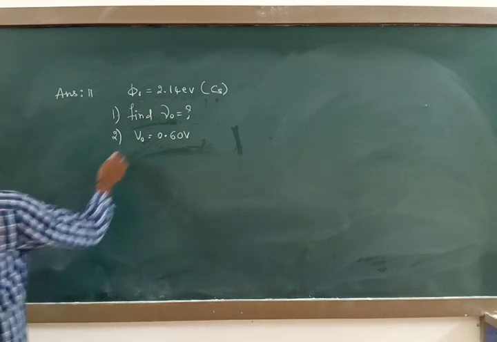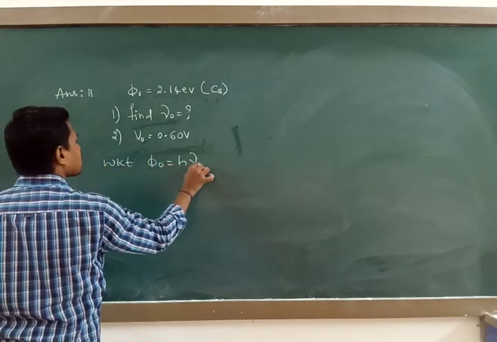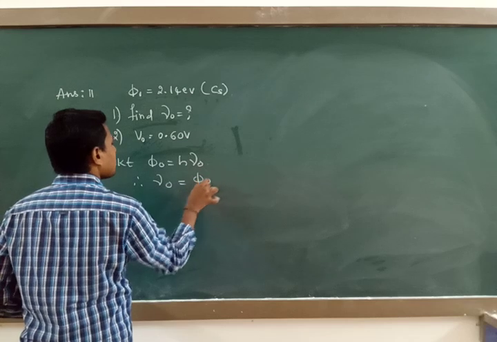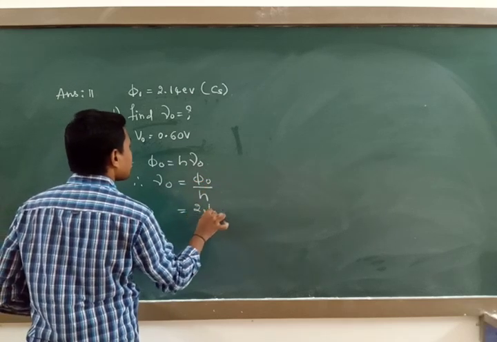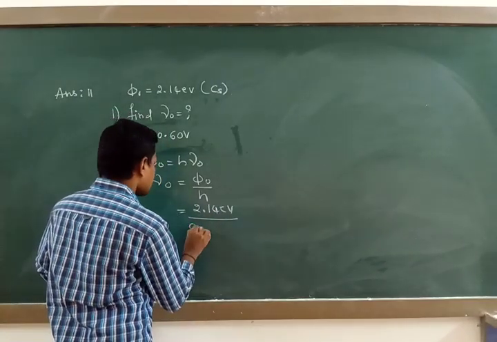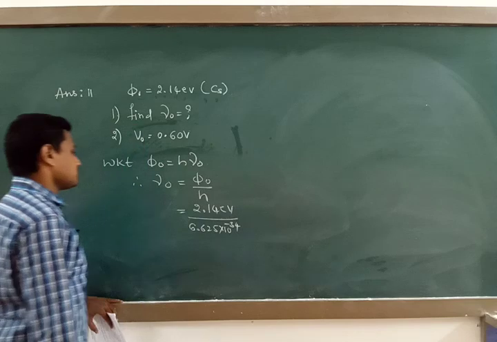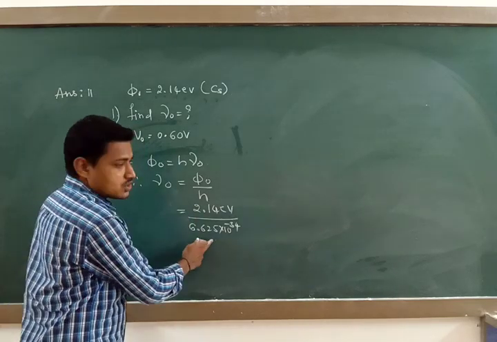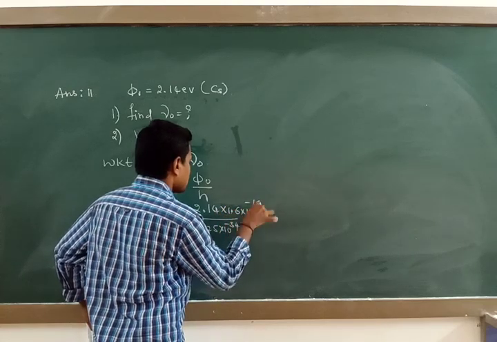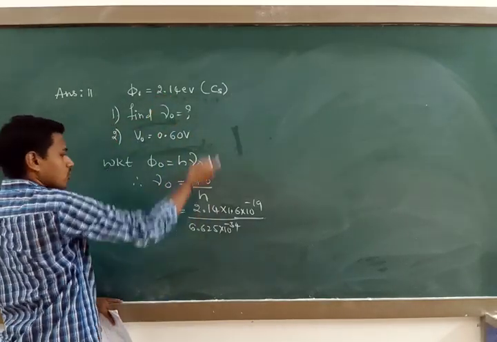See here, first one is nu naught. So therefore we know that phi naught is equal to h nu naught. Therefore nu naught is equal to phi naught by h. This is 2.14 electron volt divided by h, that is nothing but 6.625 into 10 raised to minus 34 joule second. So this is in electron volt, this is in joule. Better I will convert this into joules only by multiplying by 1.6 into 10 power minus 19. Right? So then this will be in SI. So here I have converted this value from electron volt to joule.